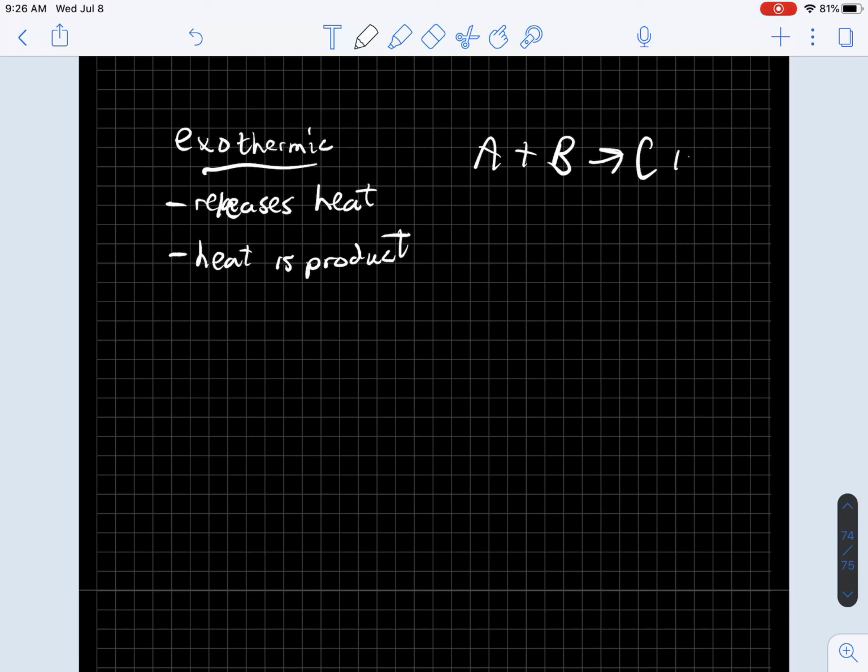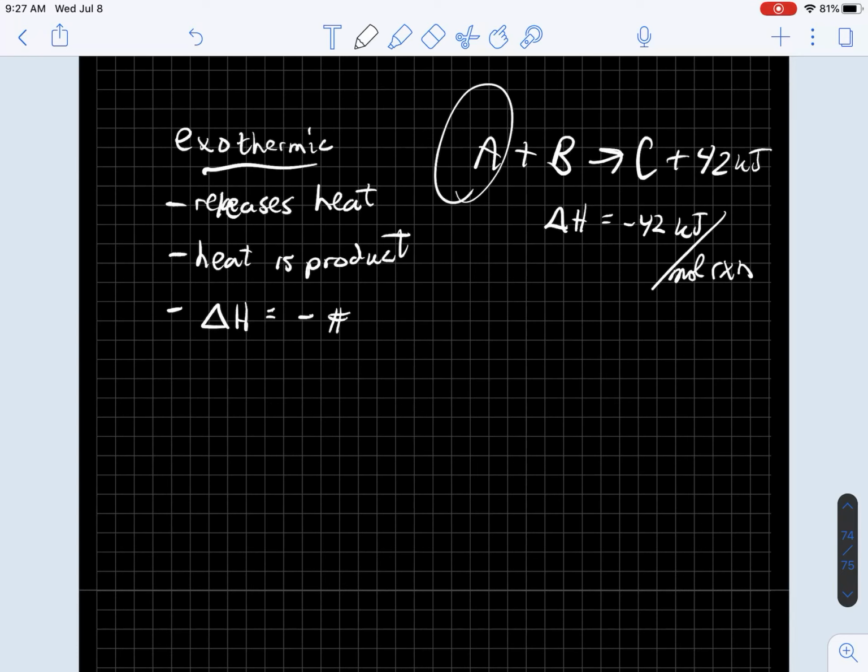We could do A plus B produces C. And let's say we do 42 kilojoules of heat energy. Or if it's exothermic, that means delta H is going to have some sort of negative value, some sort of negative number. So for instance, we could also say that the delta H for this reaction is negative 42 kilojoules per mole reaction. What mole reaction means, let's say for instance, this A had 2 moles in it. Then it would be negative 42 kilojoules per 2 moles of A.